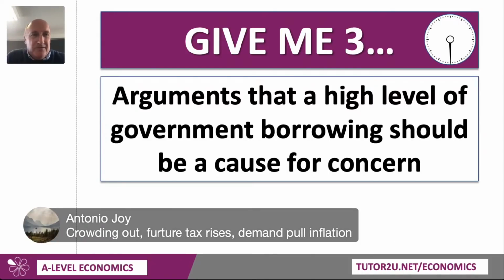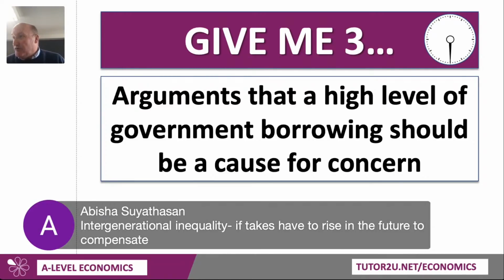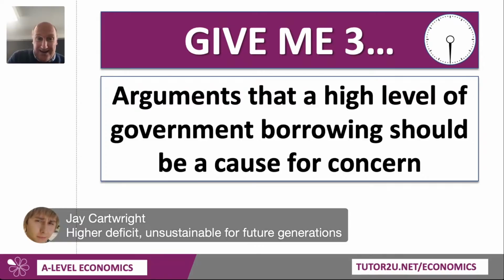Some great answers coming through, and thanks to Jim for being so professional and picking out some superb points. Notice how many people mentioned crowding out, so it looks like you're all revising that. Matthew talks about crowding out of the private sector, and Detsky talks about may cause government failure due to misallocation of resources. Abisha talks about intergenerational inequality. Wow. Jay talks about high deficit may be unsustainable for future generations, linking to Abisha's point there. And lots of points coming through.